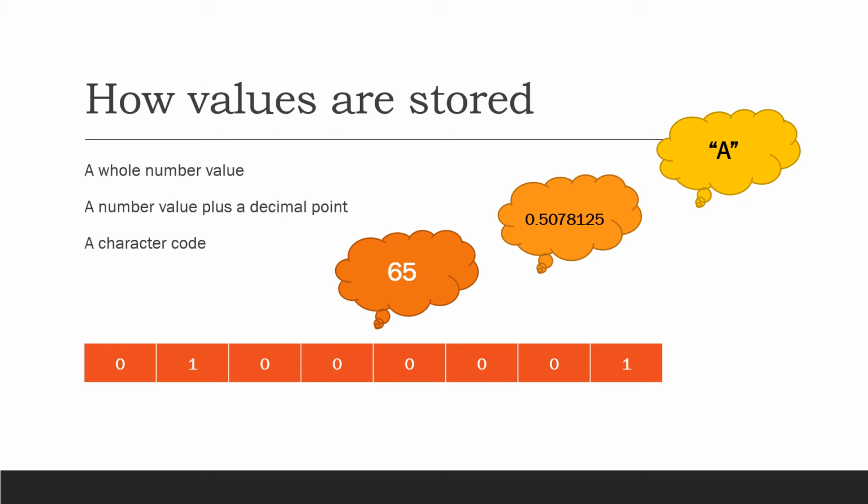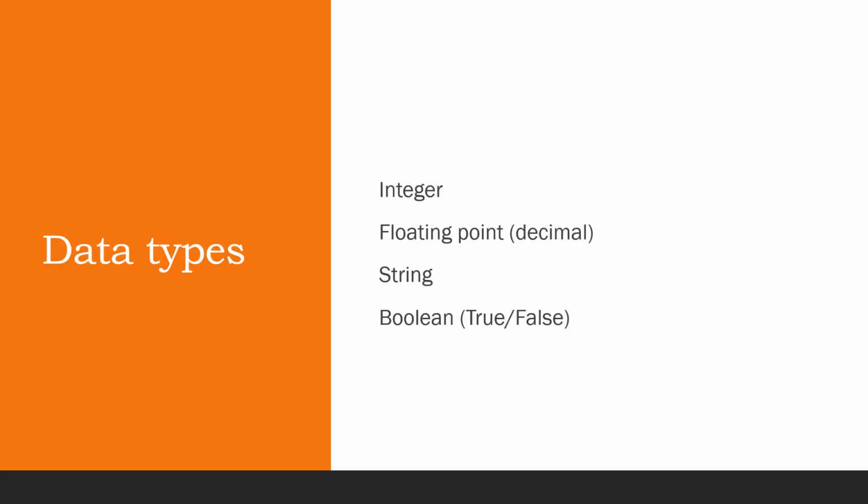So you can see that the same pattern of electrical on-off circuits can be used by the computer in a range of different ways. So how does the computer know what each pattern of bits represents, for example, from those 3 choices? The answer is the data type of a variable tells the computer how to use and how to interpret the pattern of bits.